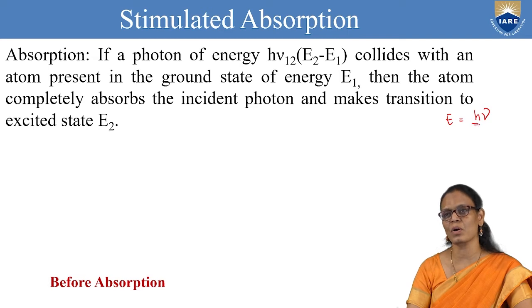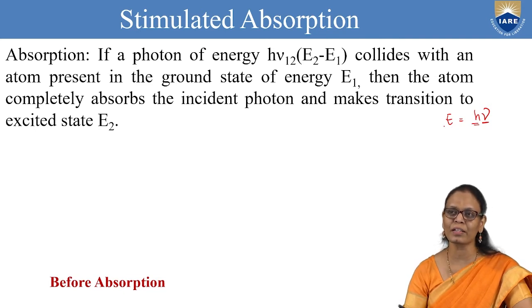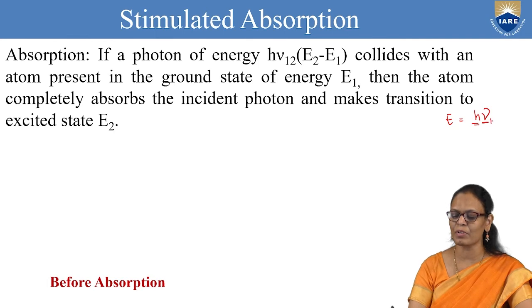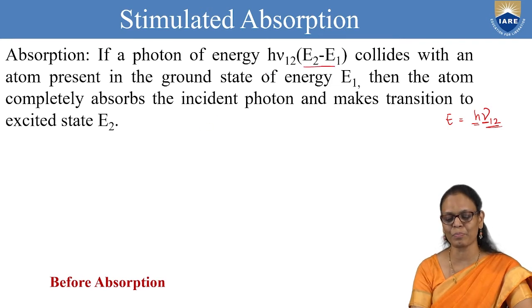H is the Planck's constant, whose value is constant, and nu is the frequency. So what is the frequency that has to be supplied so that the energy is sufficient for it to move from lower energy level to higher energy level? That will be the difference between the two levels, 1 and 2. It has to go from 1 to 2. So what is the difference between that, E2 minus E1? That has to be provided.